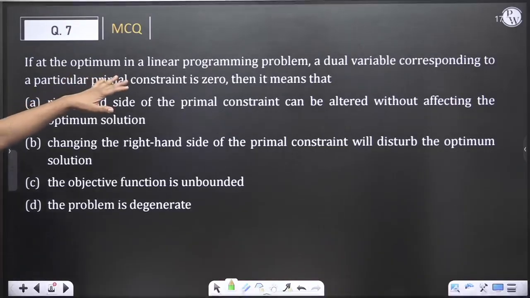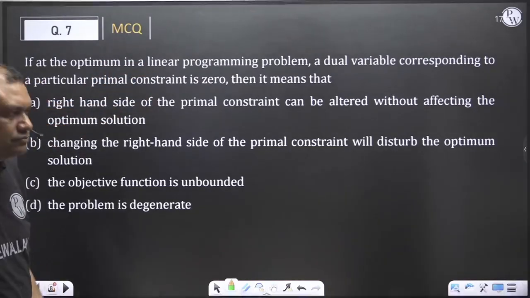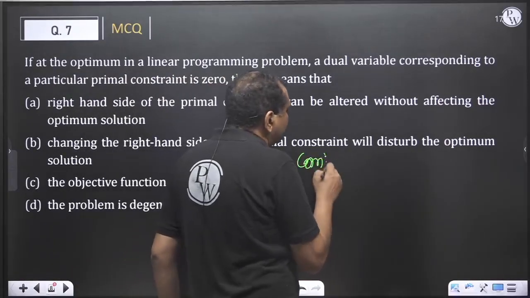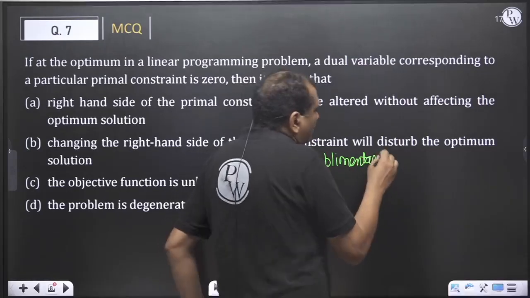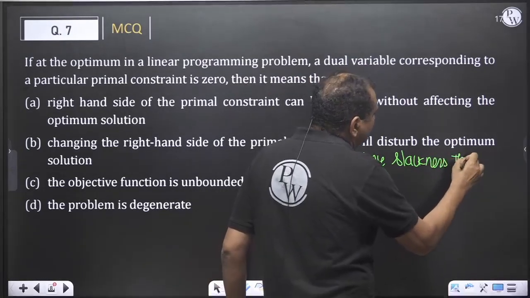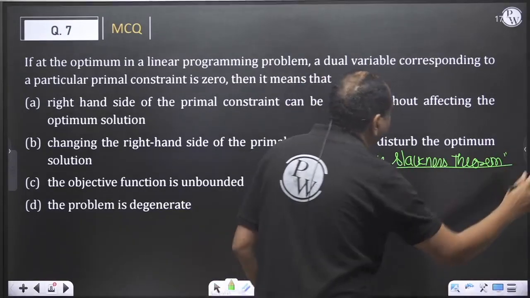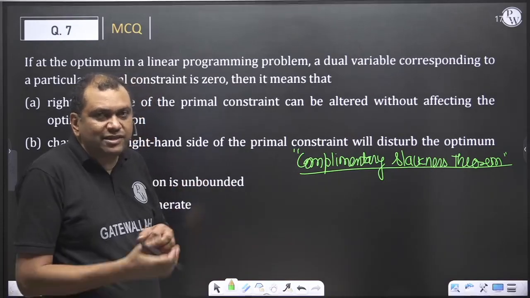If the optimum of a linear programming problem is dual value corresponding to the particular, see, there is something called the complementary slackness theorem. What does this complementary slackness theorem say?